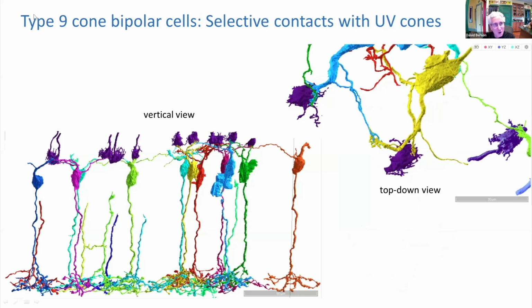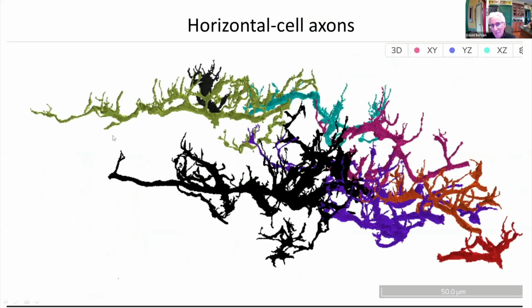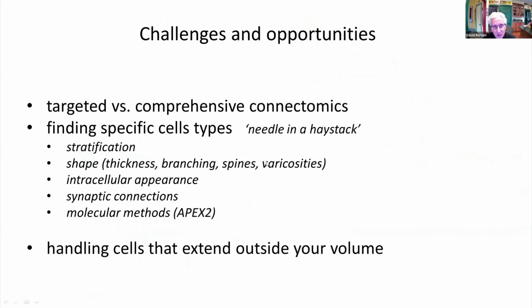That's another story. We can show you the distribution and the morphology of bipolar cells that selectively contact the cones that are carrying UV, that's like short wavelength visual information. These are some horizontal cell axons. Each one of those little tips is going up into the terminal of a rod bipolar cell.